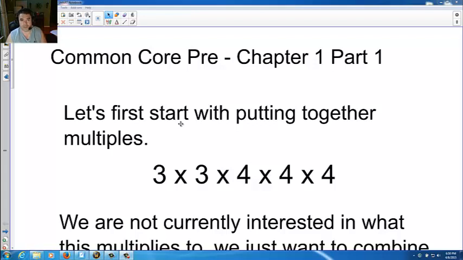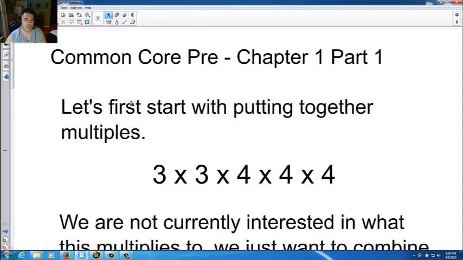If you don't follow something, please feel free to run it back and watch again, or also feel free to take notes as they will be used for your homework and you can use them for questions for the next day. Let's begin. The first thing we're going to start with is putting together multiples.